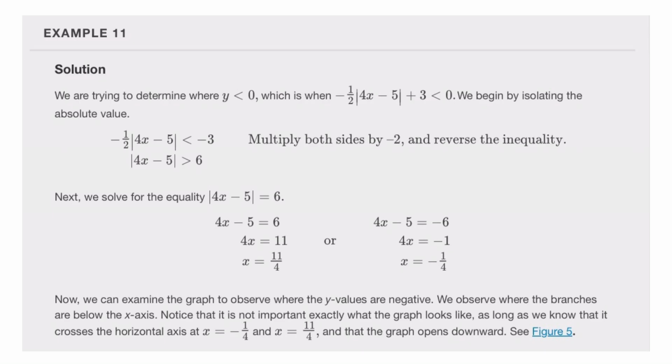So now we can examine the graph to observe where the y values are negative. We observe where the branches are below the x-axis. Notice that it's not important exactly what the graph looks like, as long as we know that it crosses the horizontal axis at negative 1/4 and the graph opens downward.